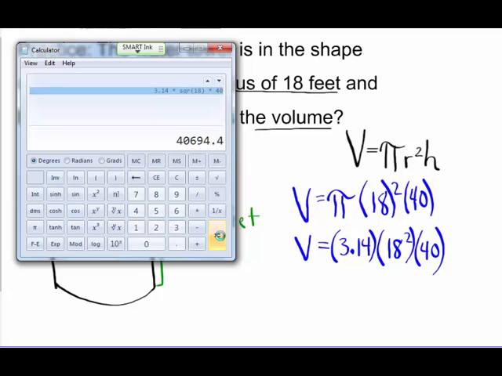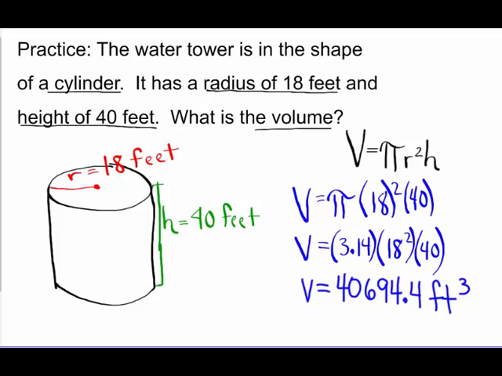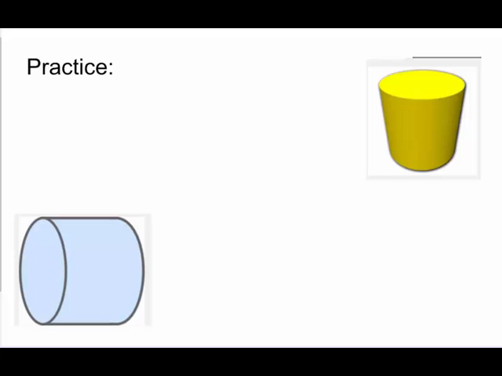So I see that the volume of this cylinder is 40,694.4 cubic feet. I need to remember that volume is cubic. I always raise my answer to the power of 3. Feet cubed. Units are really important. All right, let's look at 2 more examples.